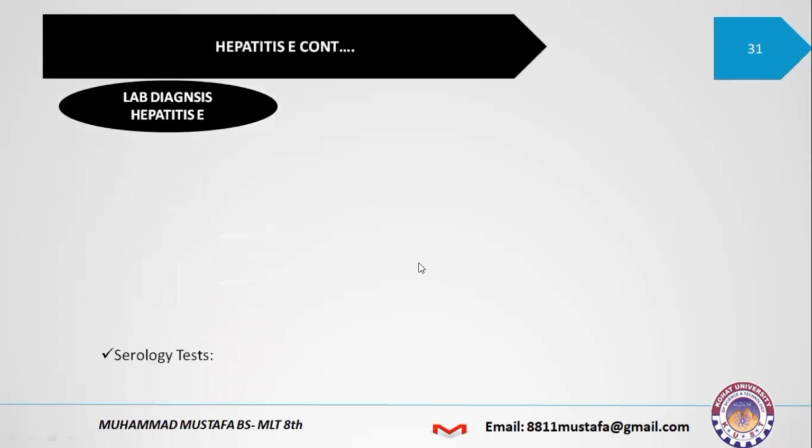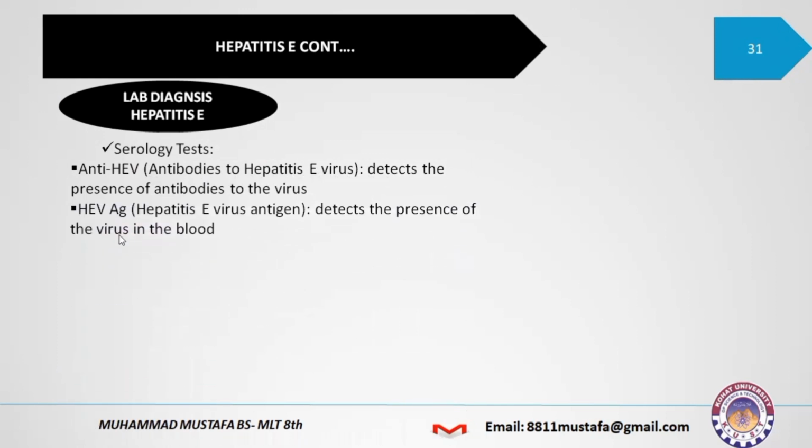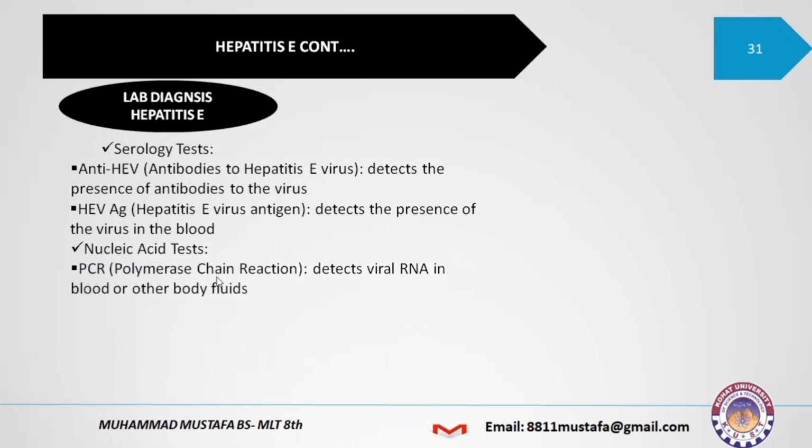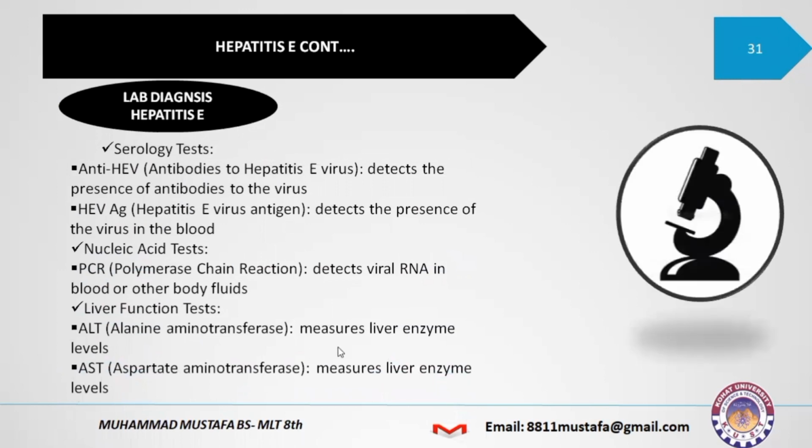Lab diagnosis for hepatitis E. The main tests are serology tests: anti-HEV, antibody to hepatitis E virus, detects the presence of the antibodies to the virus. HEV Ag, hepatitis E virus antigen, detects the presence of the hepatitis E virus in the blood. Nucleic acid test, a quantitative test for hepatitis E: PCR, polymerase chain reaction, detects the viral RNA in the blood or other body fluids. Liver function tests: ALT, alanine aminotransferase, and AST, aspartate aminotransferase, measure liver enzyme levels.